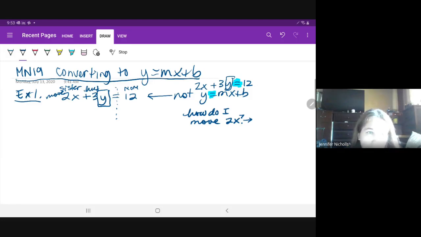Okay, so M19, converting to y equals mx plus b. I already started and didn't start the video, so I'm starting again. The equation is 2x plus 3y equals 12.